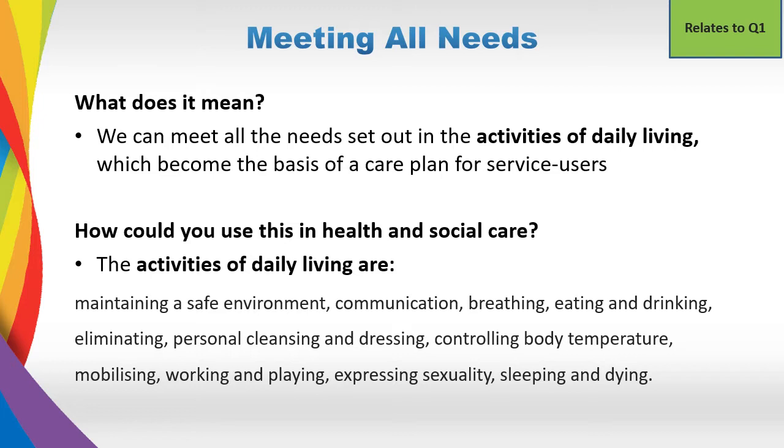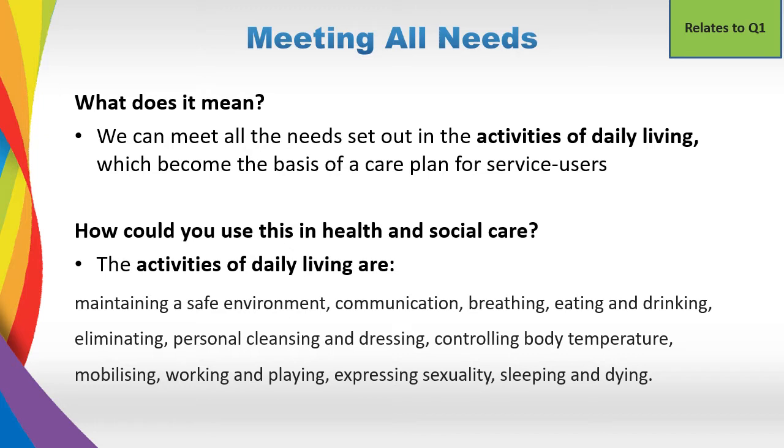Okay, so maintaining a safe environment. Let's think about if you're working in a care home with people with dementia. In order to keep people safe with dementia in a care home, you need to make sure the doors are locked so that they're not able to just wander out. They're normally on a magnet lock with either a buzzer or a key code on. Communication, so you're going to think uniquely, how can this person communicate? Perhaps they need you to speak slower, perhaps they need you to use shorter sentences.